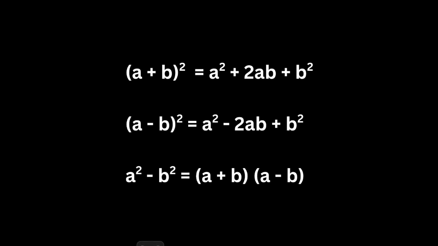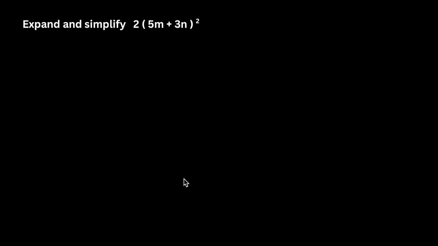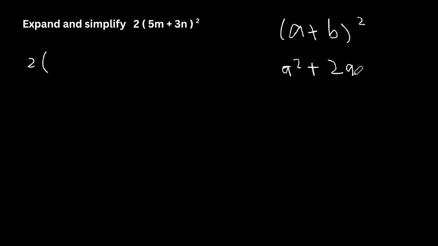So let's warm up with a few examples, and let's start with this one. And don't panic, this is really easier than deciding what to have for your lunch. So we have here 2 multiplied by 5m plus 3n in brackets squared. So let's expand the parts in the bracket first, and let's refer to the formula in the previous slide, which was a plus b squared. And the answer is a squared plus 2ab plus b squared.